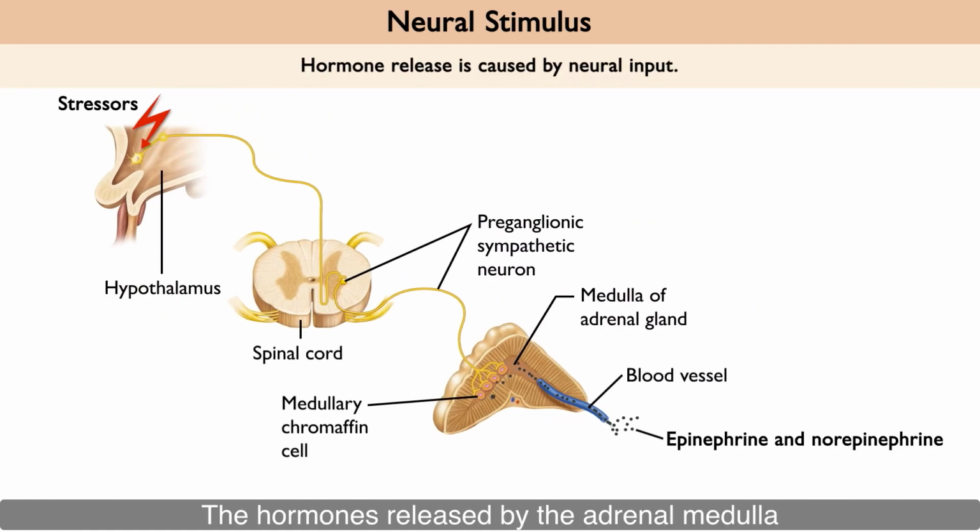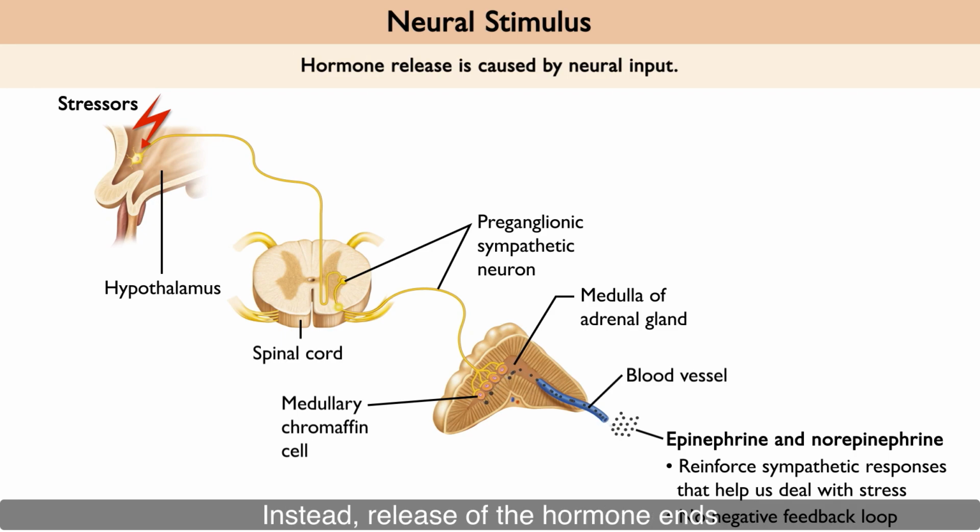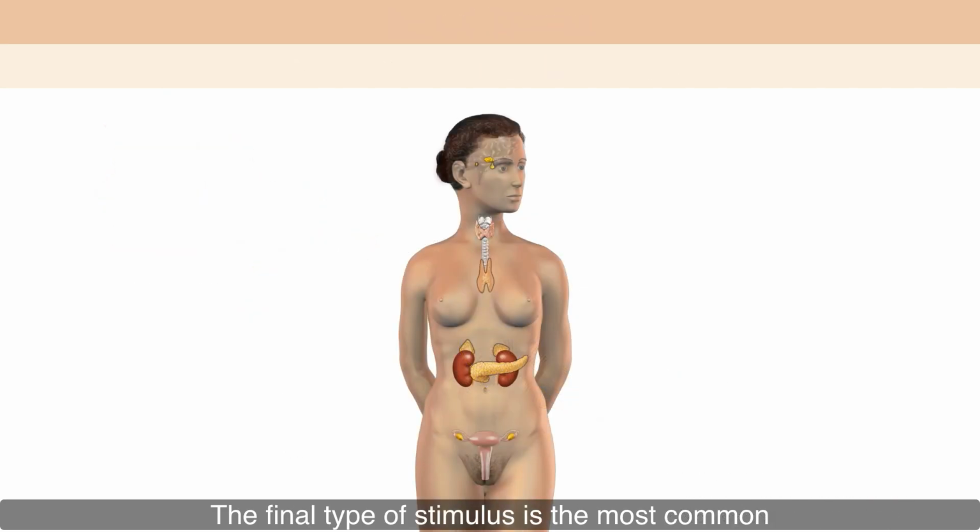The hormones released by the adrenal medulla reinforce other sympathetic nervous system responses that help us deal with the stress. Unlike the other two types of stimuli for hormone release, neural stimuli have no negative feedback loop. Instead, release of the hormone ends when the neural stimulus ends, in this case, when your speech is over. The final type of stimulus is the most common among the major endocrine glands.